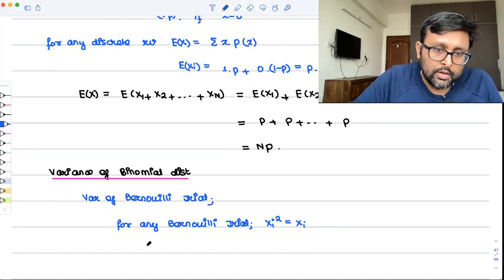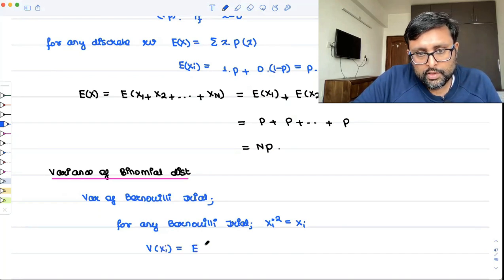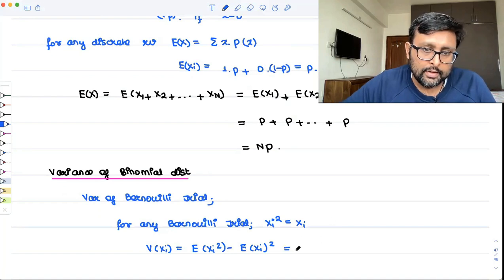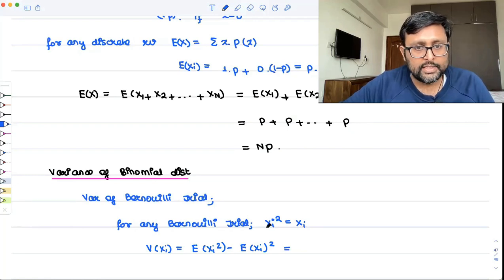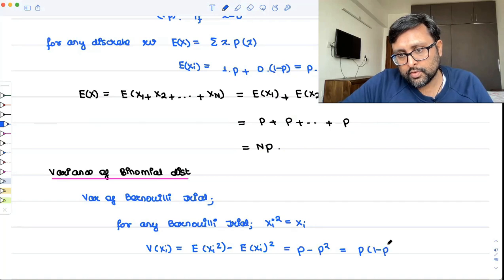So the variance of xi is E of xi square minus E of xi whole square. Whether you write E of xi or E of xi square, that is one and the same thing. And E of xi, we have just said, is equal to p. And this is p square. So you can take p common. This is 1 minus p. This is nothing but equal to pq.